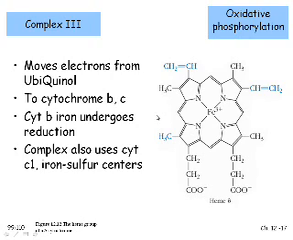Now we're down to complex 3. So the main chain goes complex 1, complex 3, and then complex 4. The job of complex 3 is to take the electrons that are on ubiquinol, or QH2, and get those electrons onto cytochrome B and C. The cytochrome B iron is going to be reduced, and there are also other things in the complex like cytochrome C1, iron sulfur centers, lots of good redox juiciness.